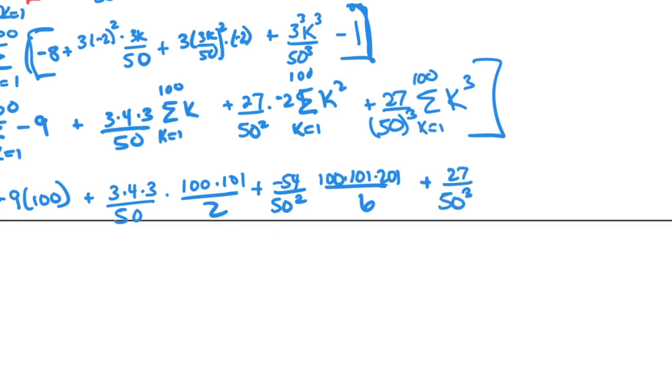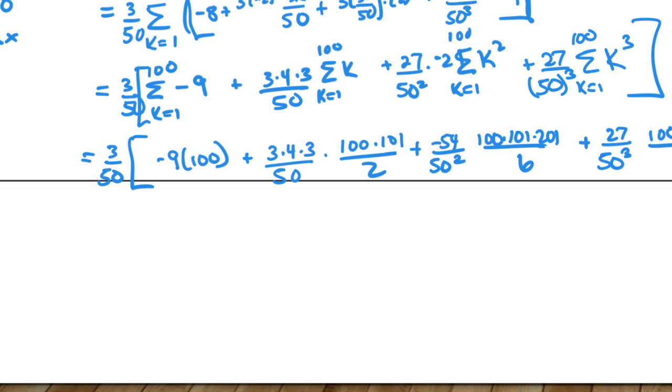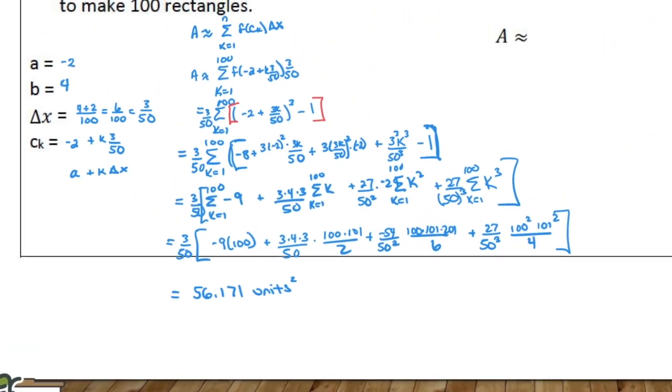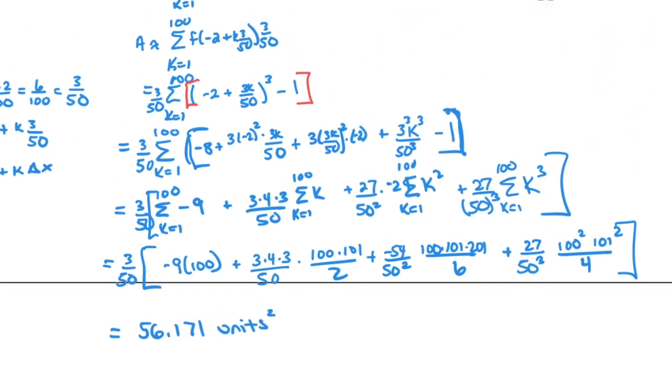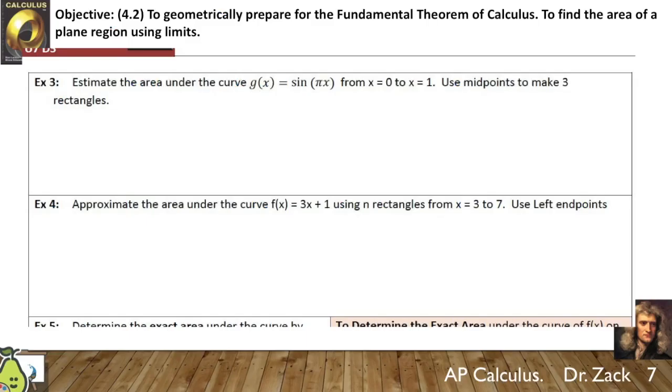Yes, that looks like a big number. K to the third is 100 squared times 101 squared divided by 4. Now, if you take the time to simplify this, you should come up with it equals 56.171 units squared. All right, so that was a lot of work, but you are definitely going to have a shortcut very soon.